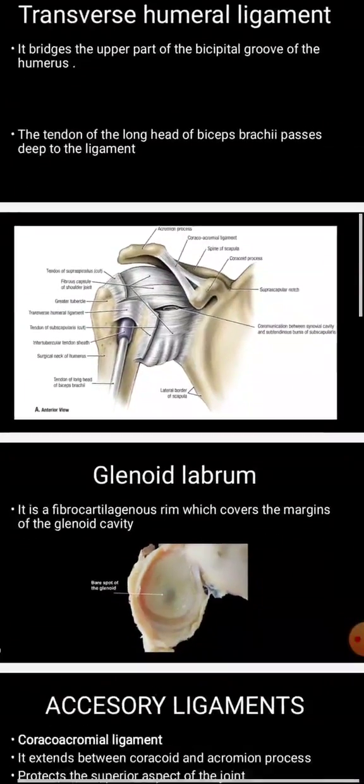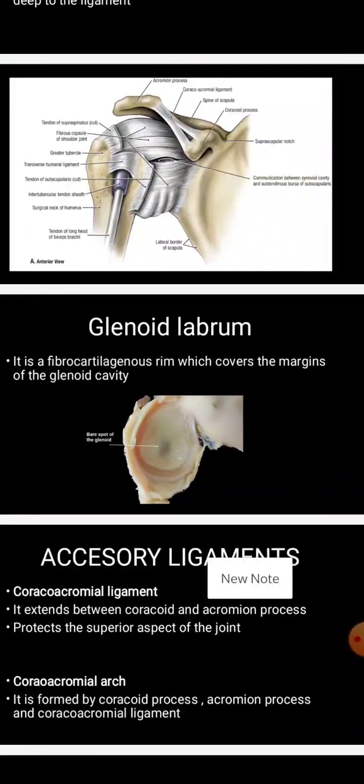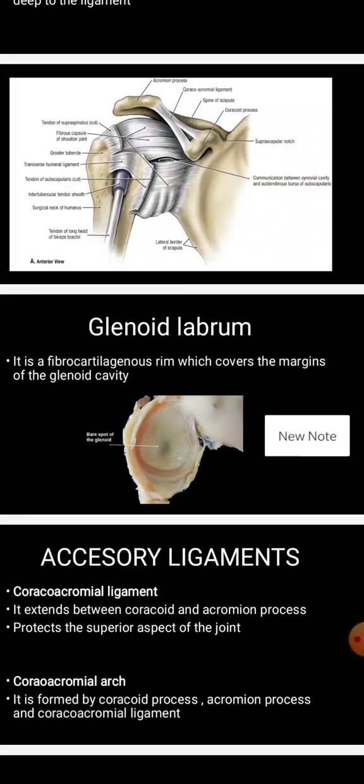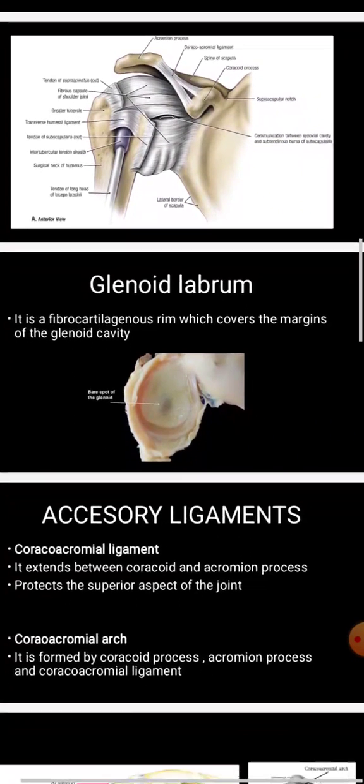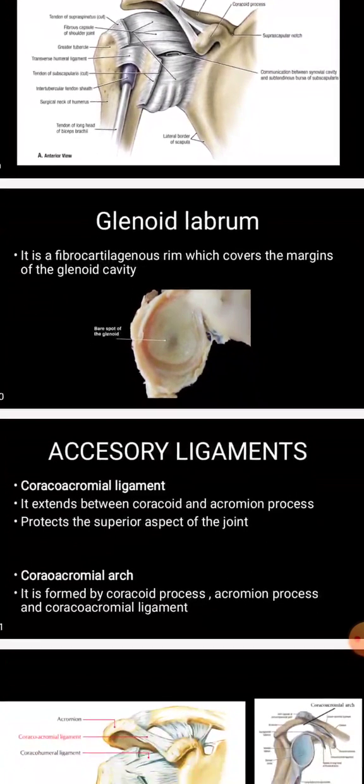Now coming to the glenoid labrum. As we know, the head of the humerus is larger compared to the glenoid cavity of the scapula. So to make the cavity deeper so that the head of the humerus can fit into it, there is a development of a fibrocartilaginous rim which covers the margin of the glenoid cavity, and this is called the glenoid labrum. The glenoid labrum helps in deepening the cavity so that the head of the humerus can fit into it perfectly.